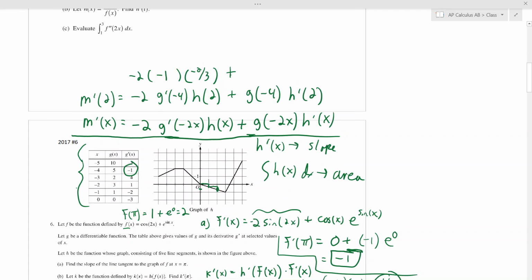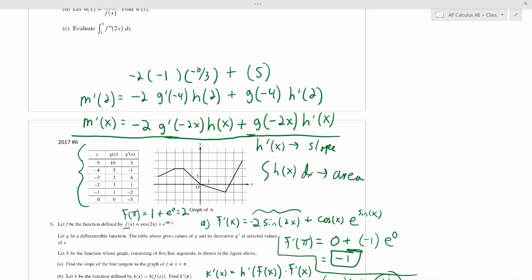Plus, all we're doing is finding all the things they want me to find. G of negative 4 comes right from this table. That's just a 5. Just pay attention to what variables you're working with and how you're going to find everything here. Just make sure you know what you're deriving, I guess. And look out for chain rule. Very easy to forget that.